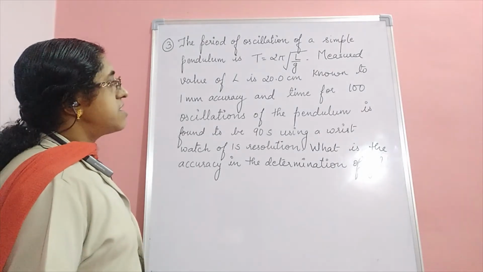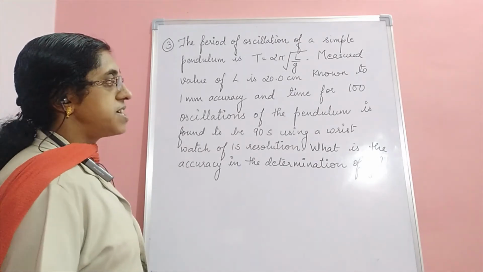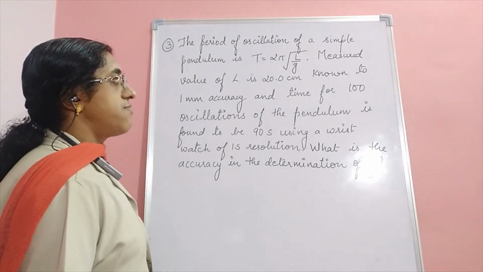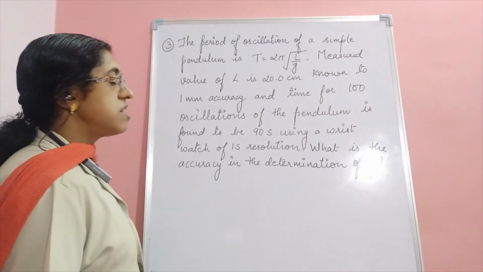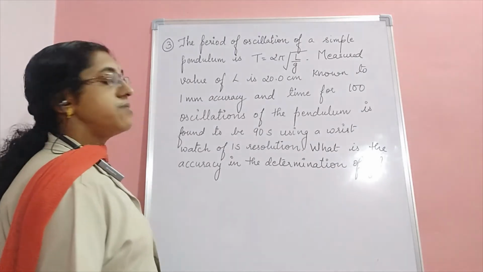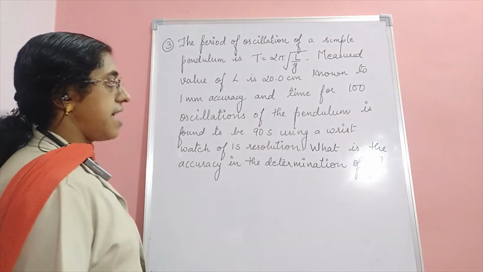The period of oscillation of a simple pendulum is T equals 2 pi under root of L by g. Measured value of L is 20 centimeter, known to 1 millimeter accuracy. Children, what do we mean by this 1 millimeter accuracy? It means that it's an error in L.